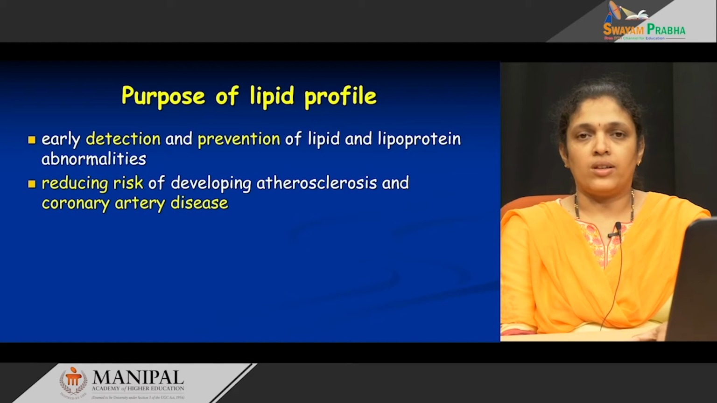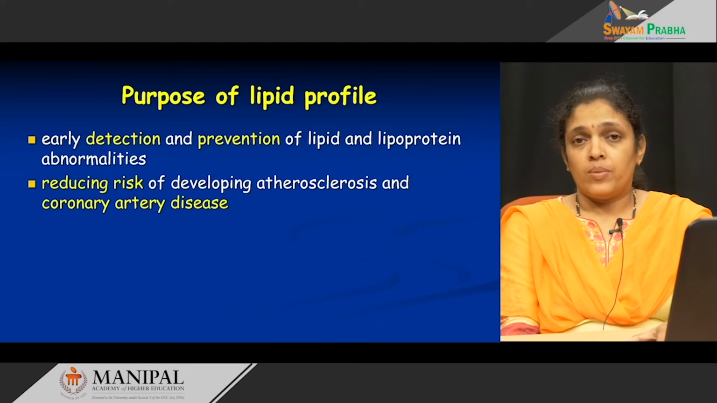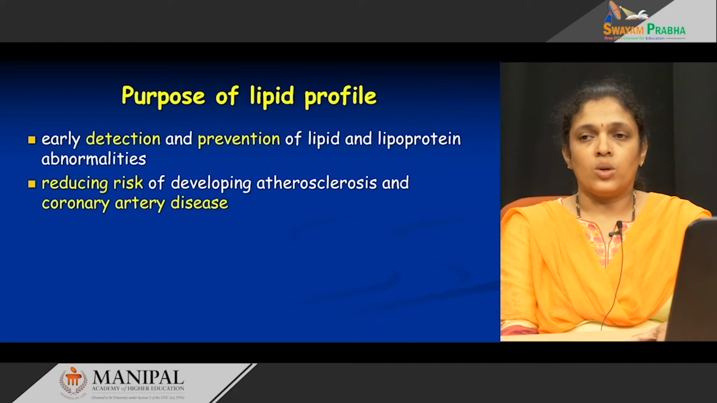So, the first indication of doing a lipid profile is to detect and to prevent any kind of lipid and lipoprotein related abnormality, and the second purpose is that once you are doing this, you are further preventing the consequence, that is having an atherosclerosis or a coronary artery disease.